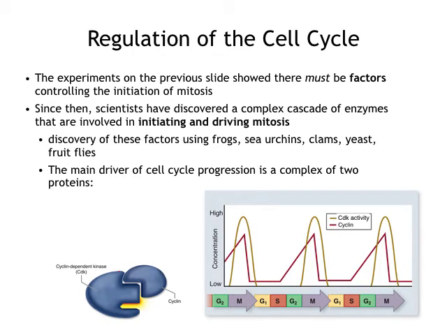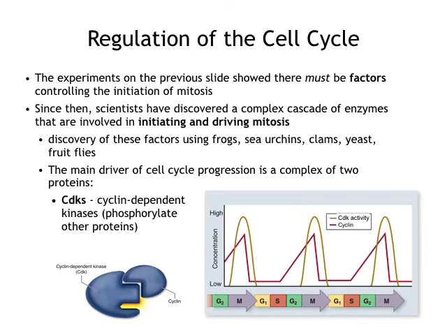And so the main driver of cell cycle progression is a complex of two proteins. CDKs, which stands for cyclin-dependent kinases, and these are enzymes that phosphorylate other proteins. And cyclins, which activate CDKs. Actually, cyclins are the C in CDK. CDKs are cyclin-dependent kinases. And so here, right below that, is a figure of these two proteins complexing together. So you have a CDK and a cyclin that are interacting.